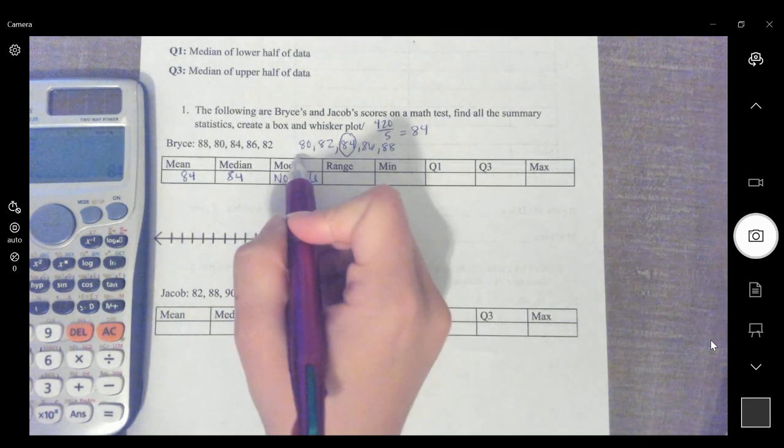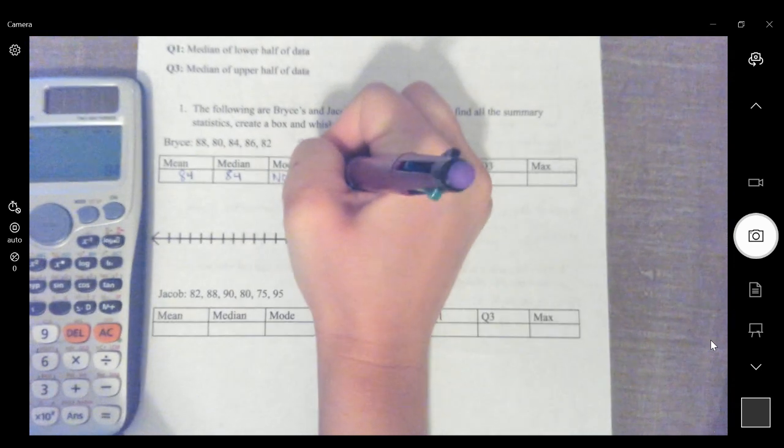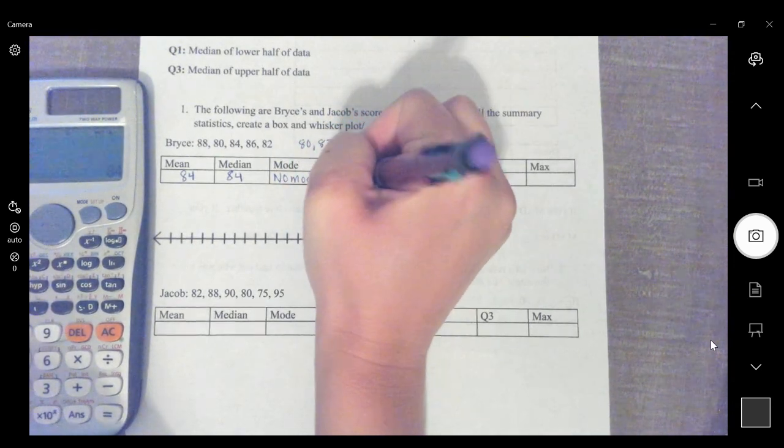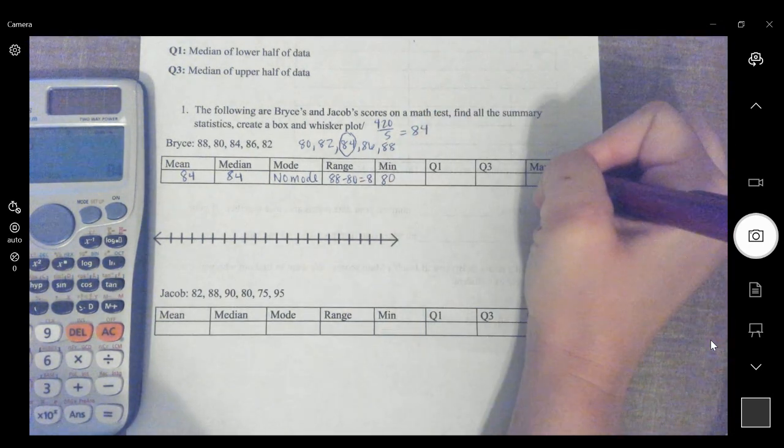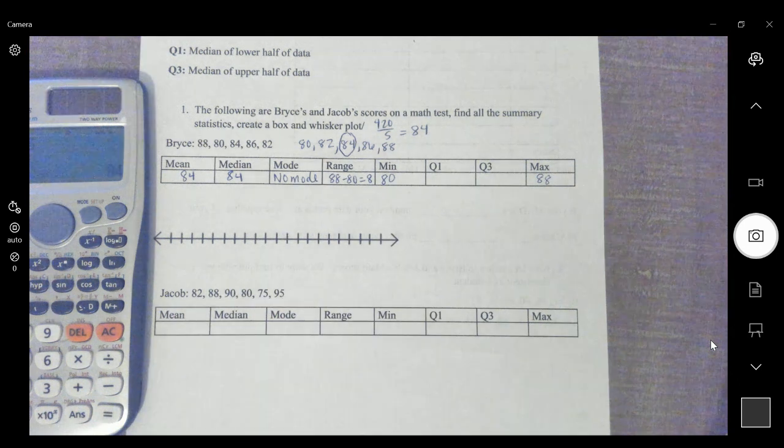Okay, your range, we take our maximum minus our minimum. So 88 minus 80 gives me 8. Okay, and then my minimum, that's my lowest value, is 80. My maximum is 88. And then I'll show you how to find Q1 and Q3.